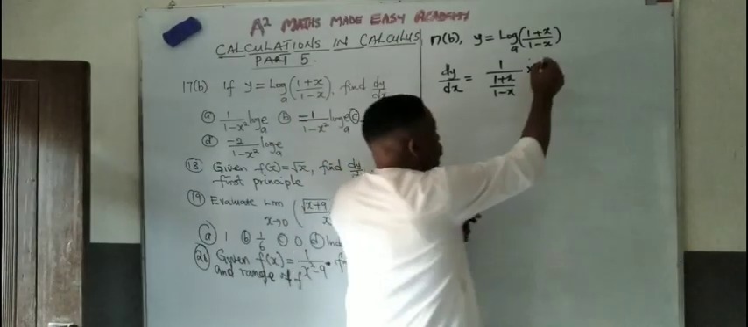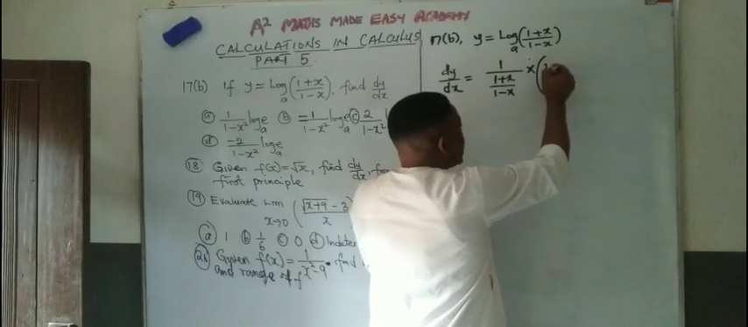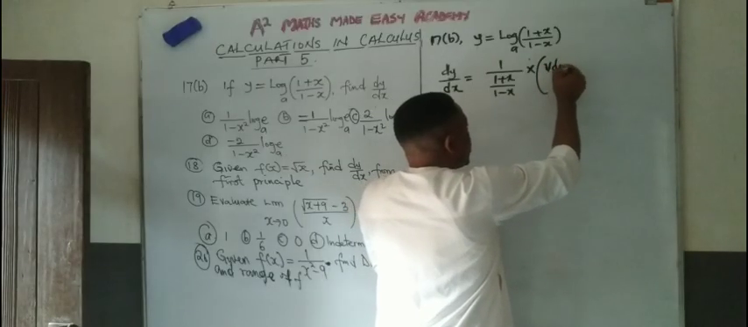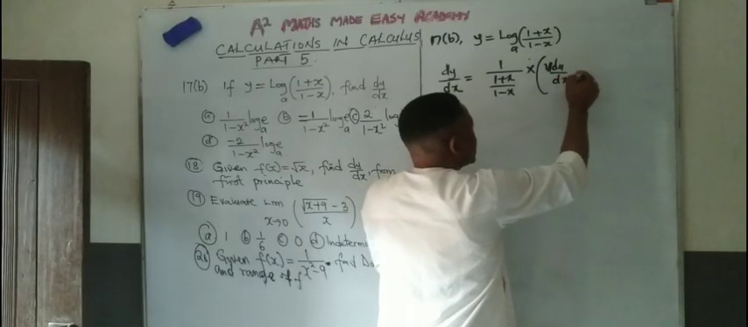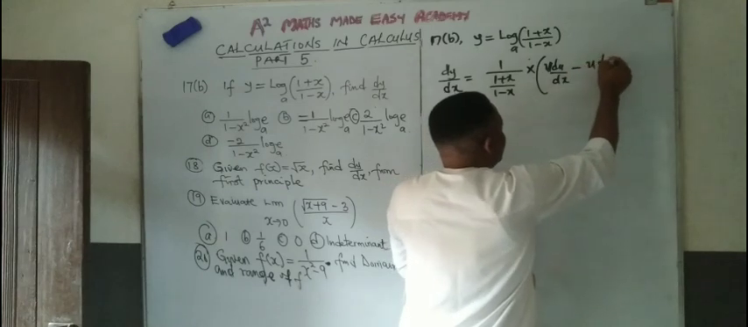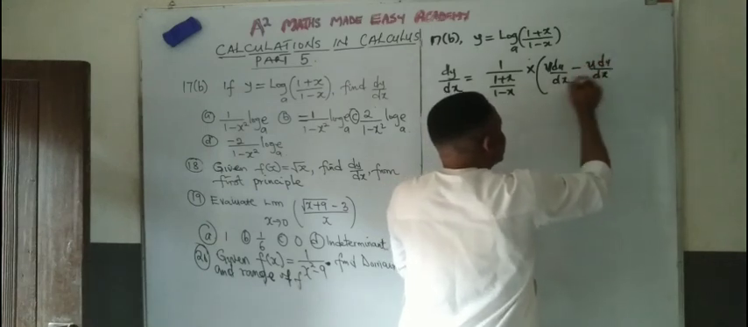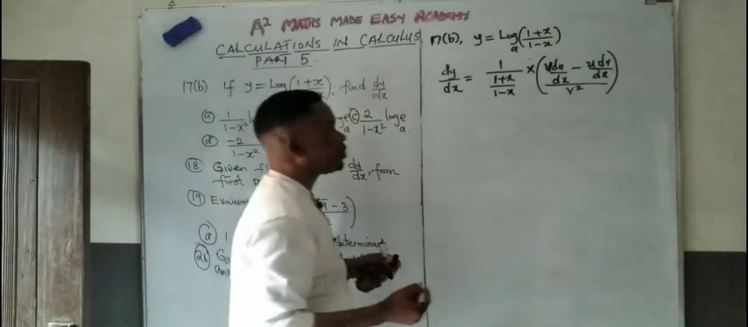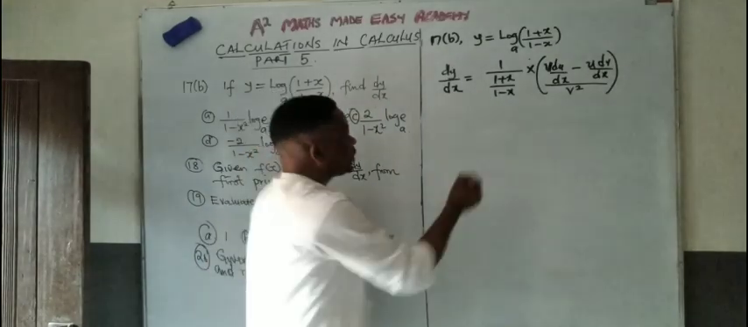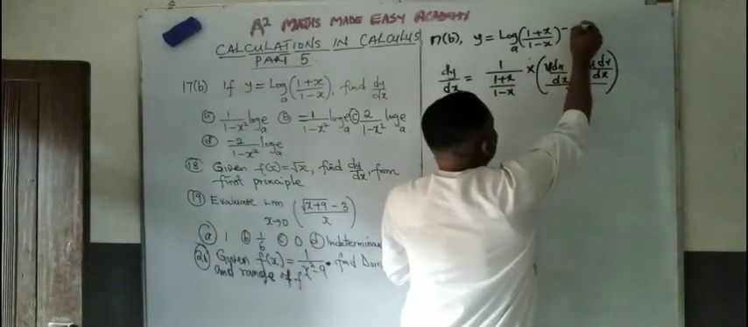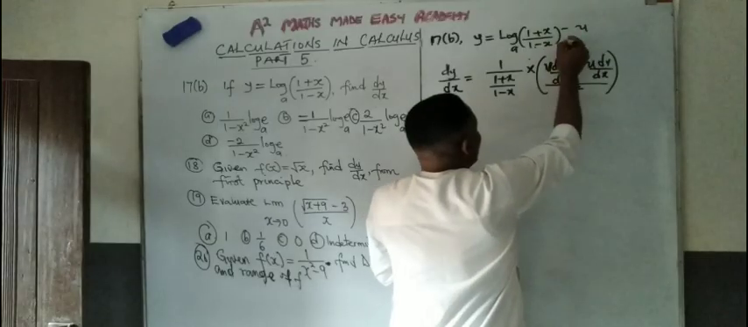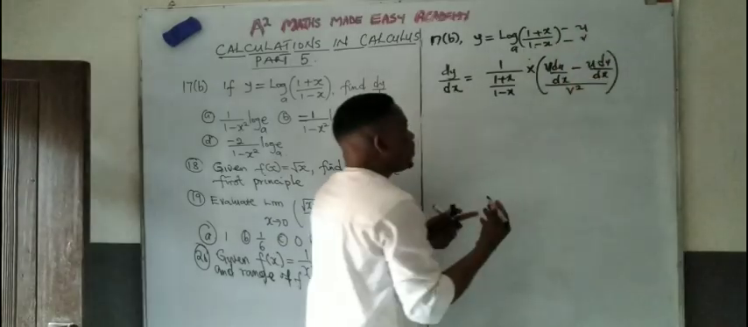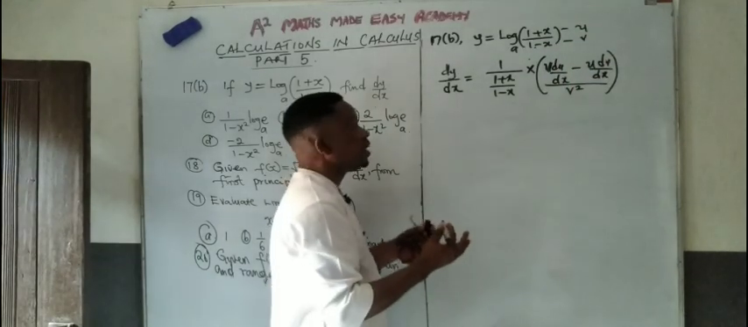Now the question is, what is the general formula of differentiation by the quotient rule? I want you to look up. It is v du over dx, then minus u dv over dx, then all over v squared. This is what we call differentiation by the quotient rule. Now this particular one that you're seeing here is called u, while the one down here is called v. Can we begin to differentiate them one after the other?